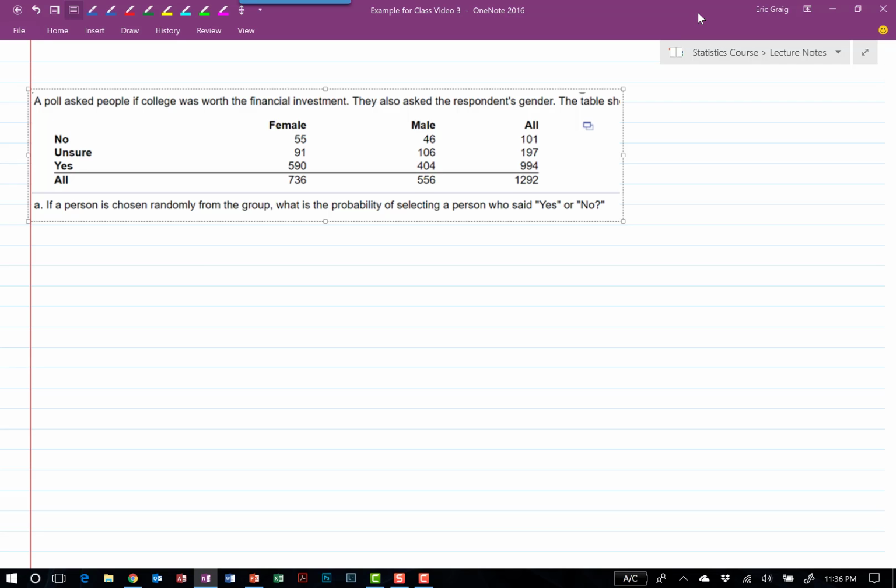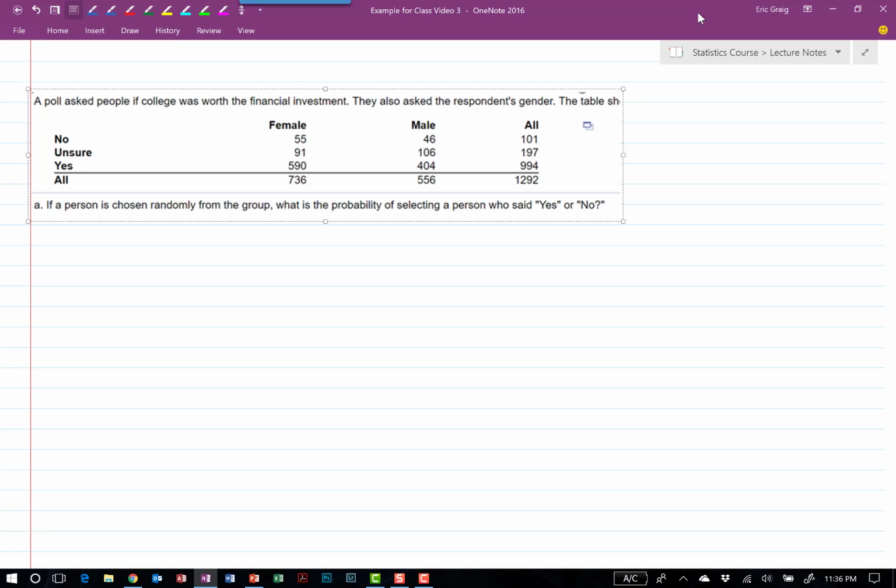You had a poll asked people if college was worth a financial investment. The poll also asked the respondent's gender. This table shows a summary of the responses, and they're asking you to complete part A and part B. Part A says, if a person is chosen at random from the group, what is the probability of selecting a person who said either yes or no? So this is an OR probability problem.